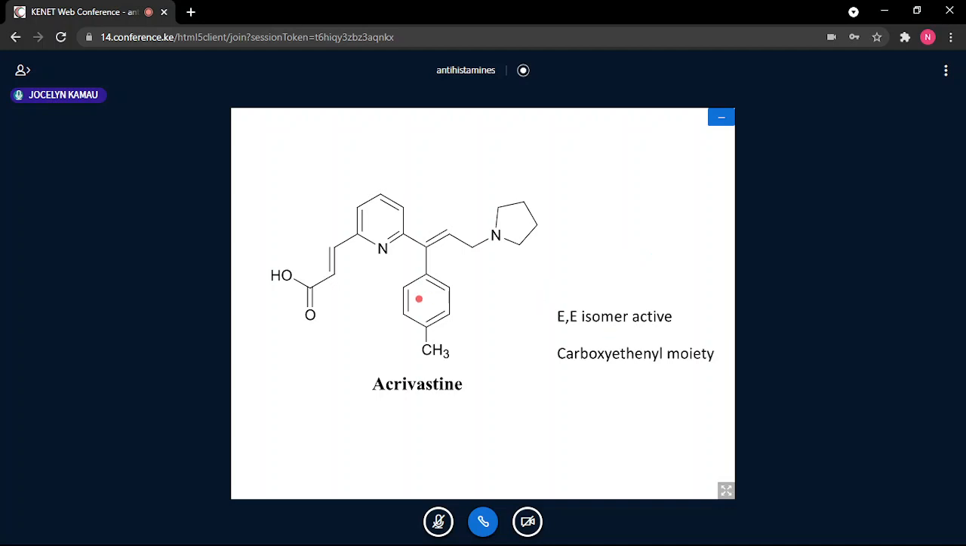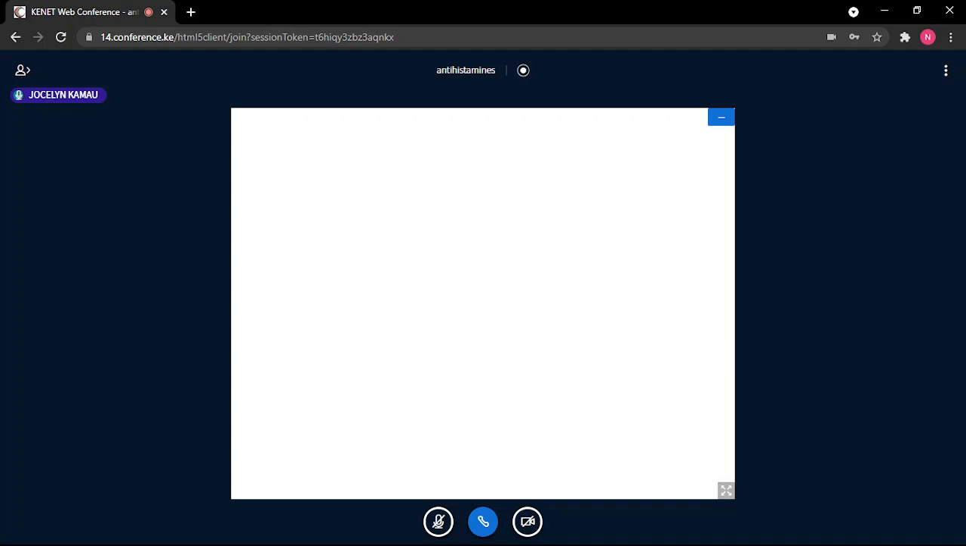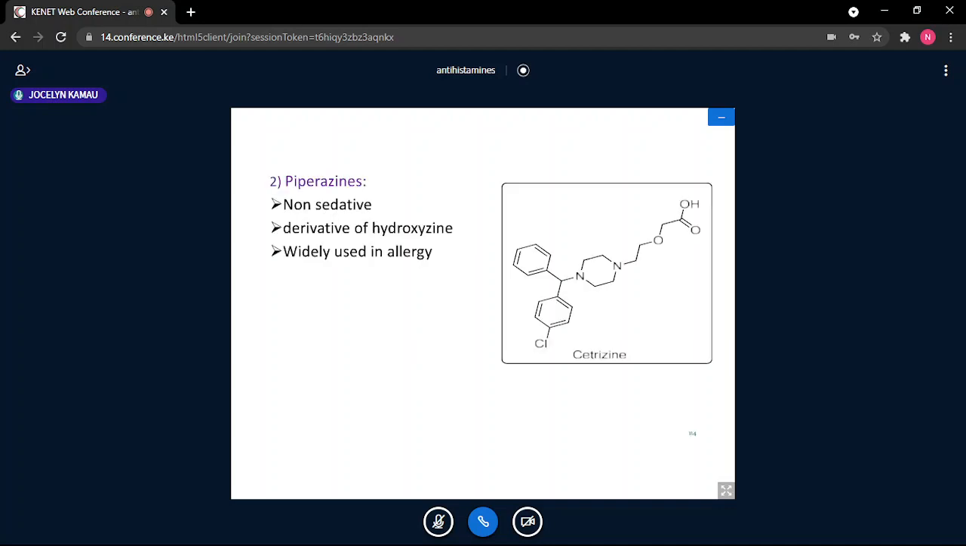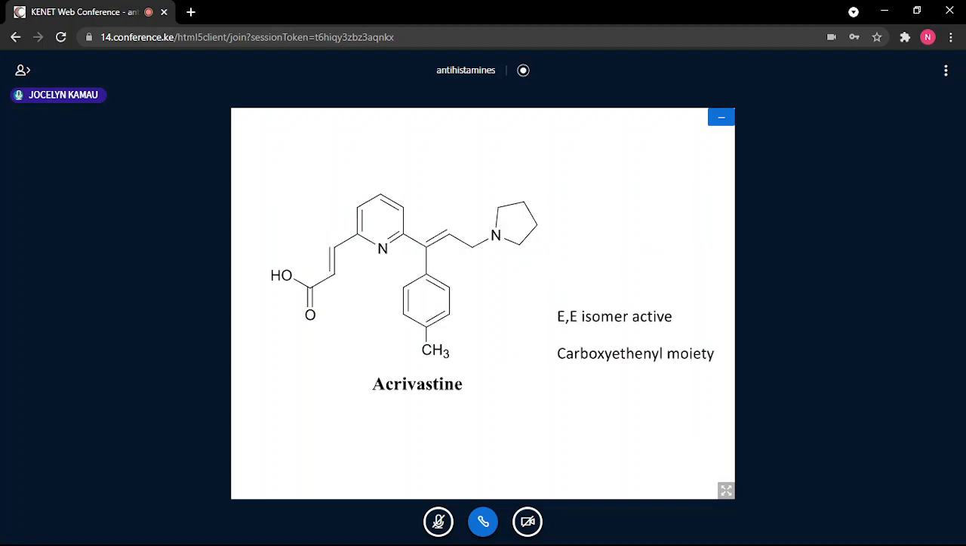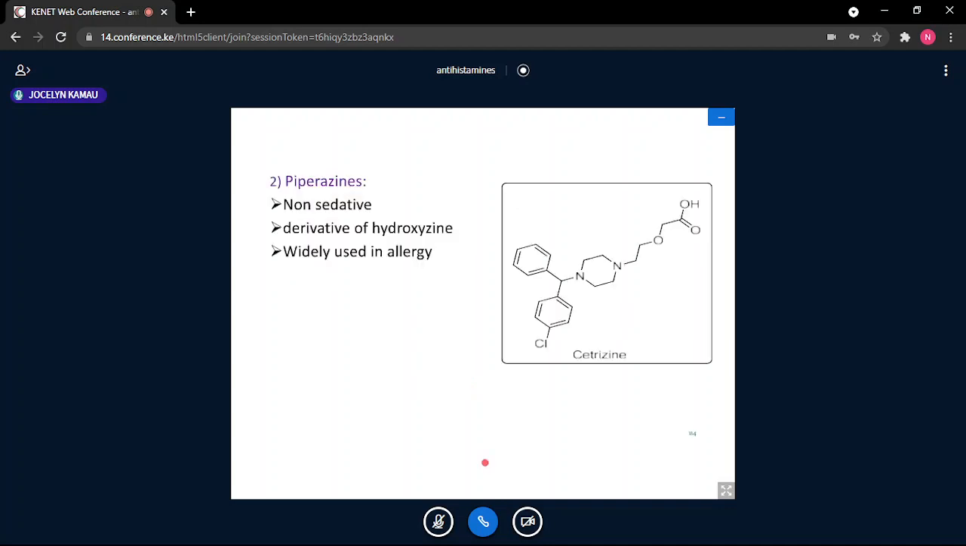So we can say this is a carboxyethynyl moiety. Carboxyethynyl moiety was added on the 3 position of the pyridyl ring with the increase in potency and decrease in sedative effect, and therefore giving us a better molecule with lesser toxicity. So that's the first one, which is a piperidine, which is an alkylamine derivative, which is actually very similar to triprolidine.